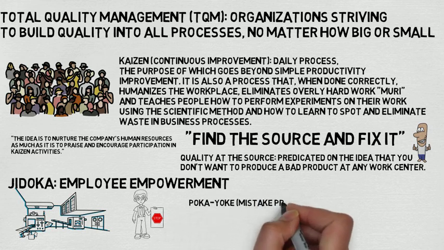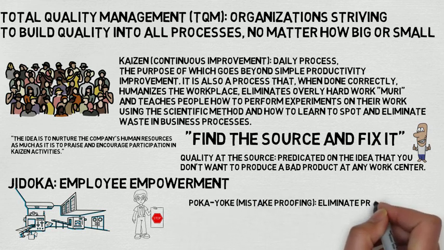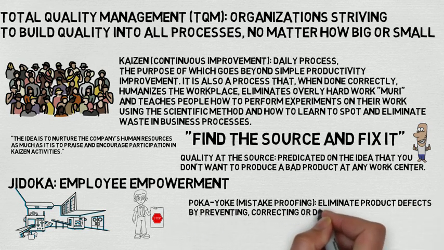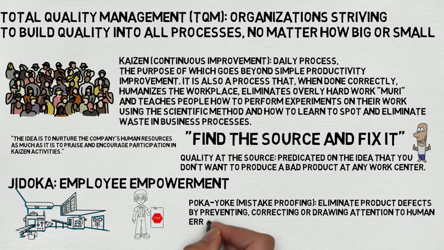Poka-yoke is another Japanese term used as mistake proofing. Its purpose is to eliminate product defects by preventing, correcting, or drawing attention to human errors as they occur.